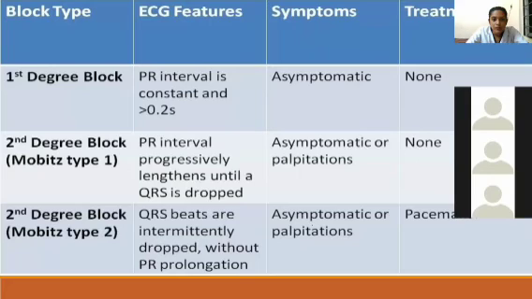So this is the treatment for first degree, where the PR interval is constant. For the symptomatic treatment, we won't give any treatment actually. We'll just observe the patient to see whether it is progressing or not.